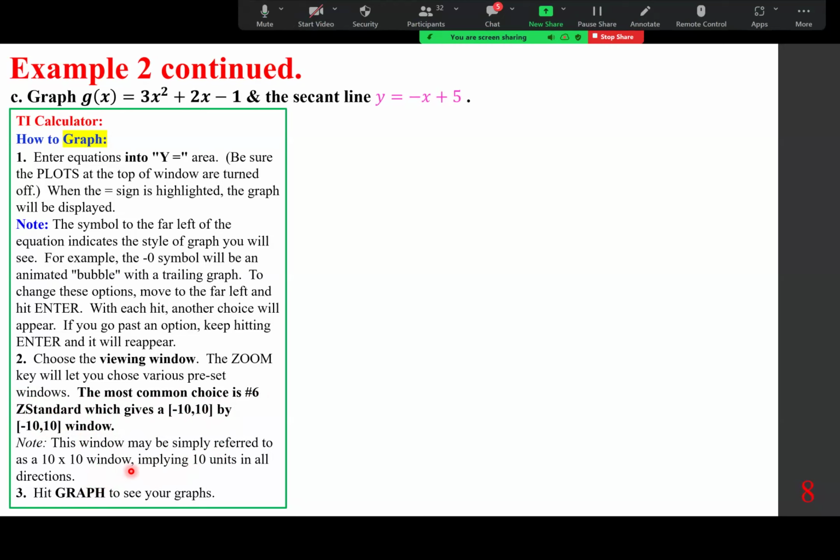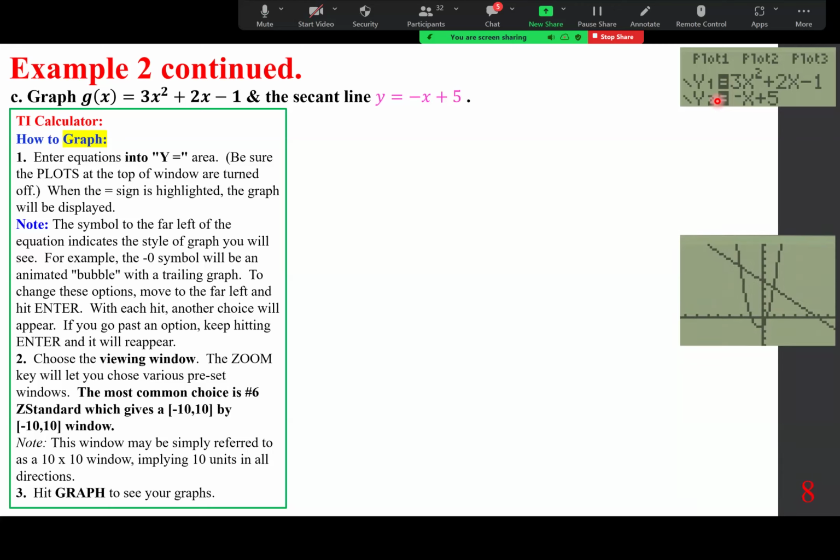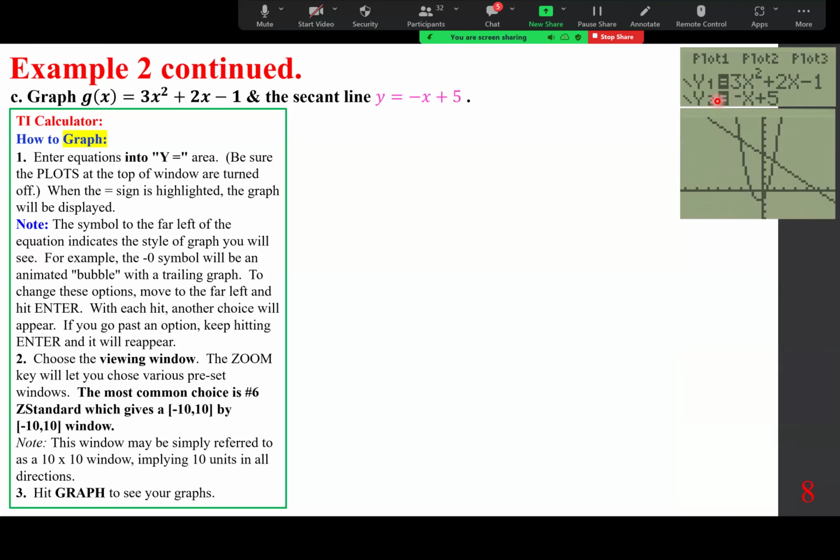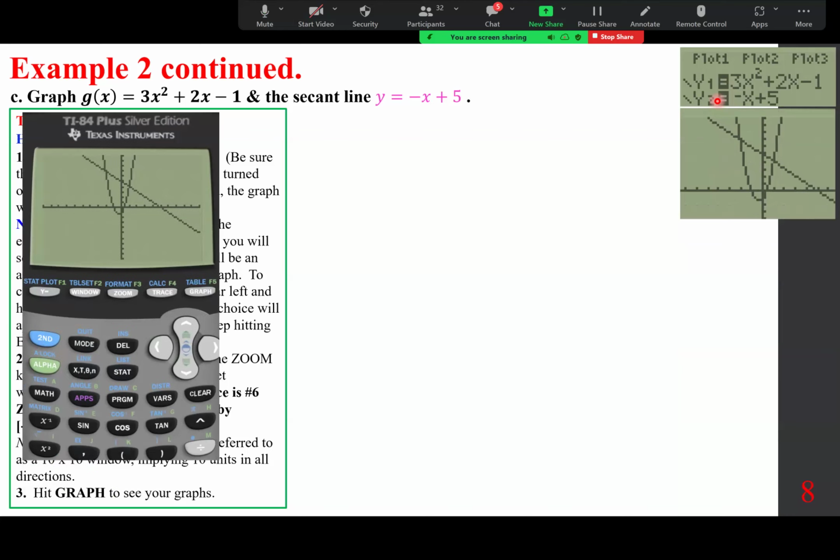Excellent. So when you have a calculator at hand, this makes more sense to you, but the idea is this. So we put the two equations in there, and it graphs it for us. Okay, so you press Y and you press graph.